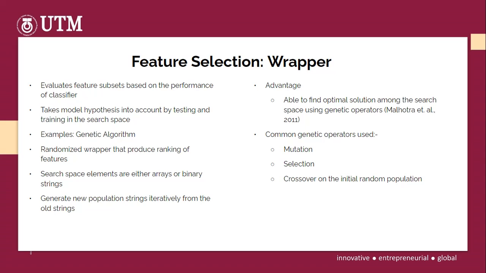The advantage of genetic algorithm is it is able to find optimal solution among the search space by using genetic operators. The common genetic operators used are mutation, selection, and also crossover on the initial random population.